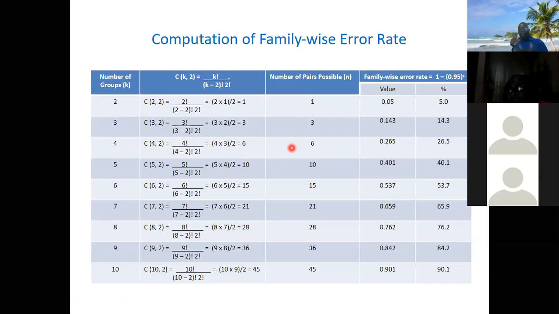For example, if you have A, B, C, D: A and B, that is 1. A and C, that is 2. A and D, that is 3. B and C, that is 4. B and D, that is 5. C and D, that is 6. So if there are 4 groups, you can pair them 6 ways. If there are 5 groups, you can pair them 10 ways. Can you imagine? If there are 6 groups, you can pair them 15 ways. If there are 7 groups, that's 21. 8, 28, 9, 36, and 10, 45.